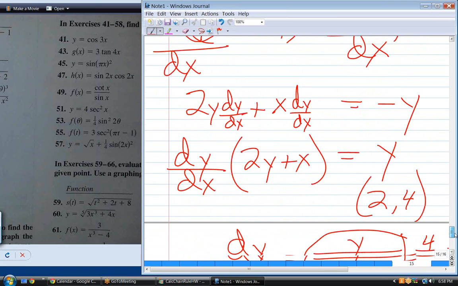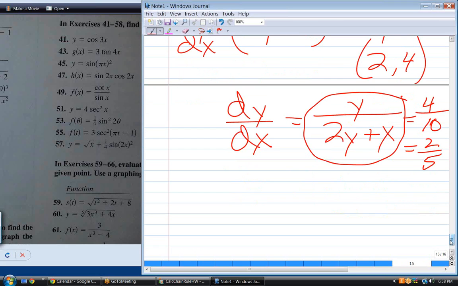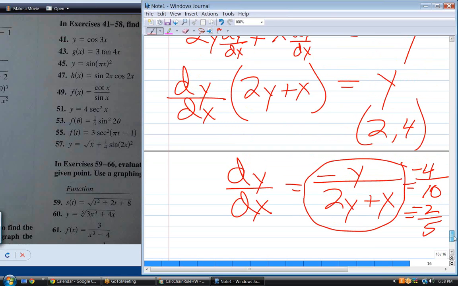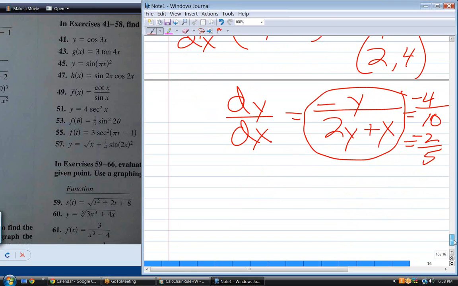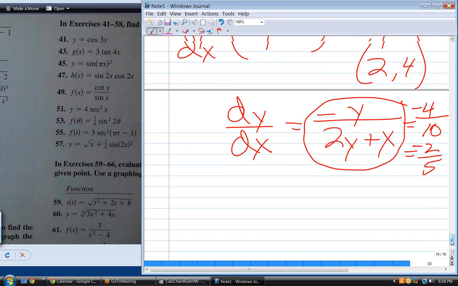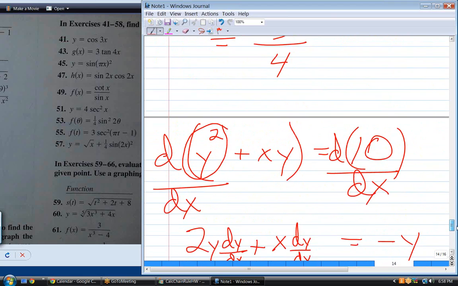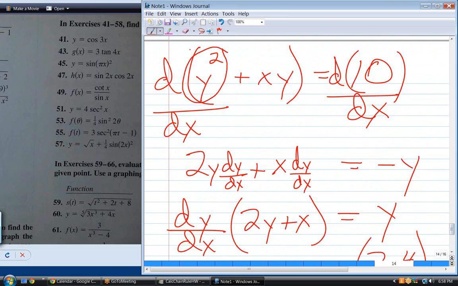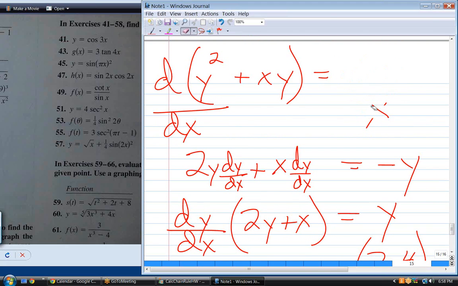What happened to the negative sign? I dropped it. Thank you. When I simplified it, I erased it or didn't see it, one or the other. But thank you. Okay? And this is so valuable because we started with a function that we really couldn't solve for y.